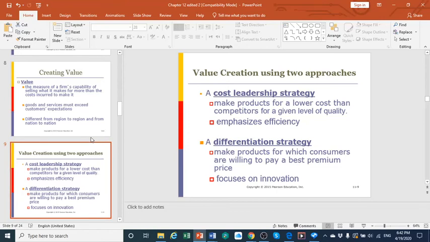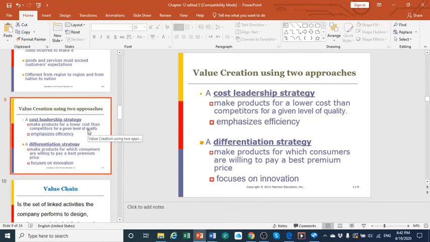So today we will move to how we can create this value, through what kind of mechanisms. We have two types of strategies. The first one is called cost leadership strategy, which means that we should make the products and provide them to customers at a lower cost than our competitors will, given a level of quality. This approach emphasizes efficiency because here we are talking about the cost.